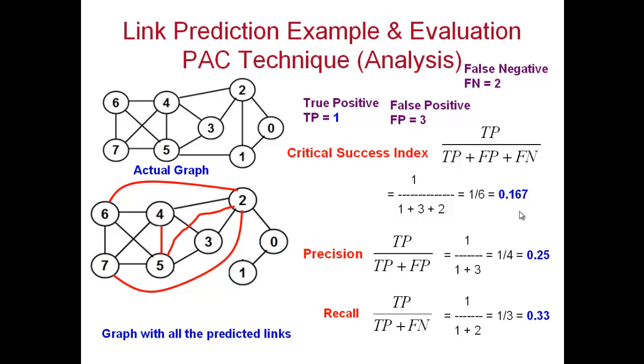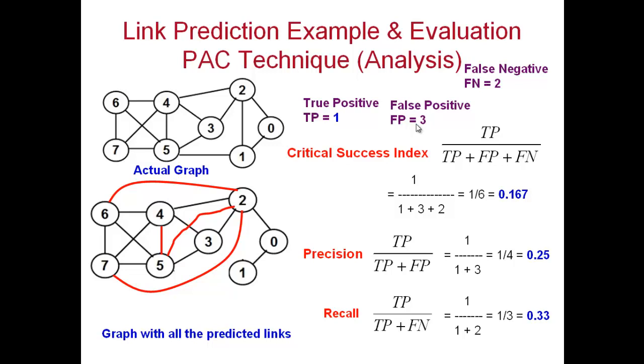Now precision is what proportion of the links you are predicting actually exist. That is true positives divided by true positives plus false positives. True positives plus false positives, 1 plus 3, is the number of links you are predicting, so 4 links. What proportion of these 4 links actually existed in this graph? That is 1 over 4, which is 0.25.